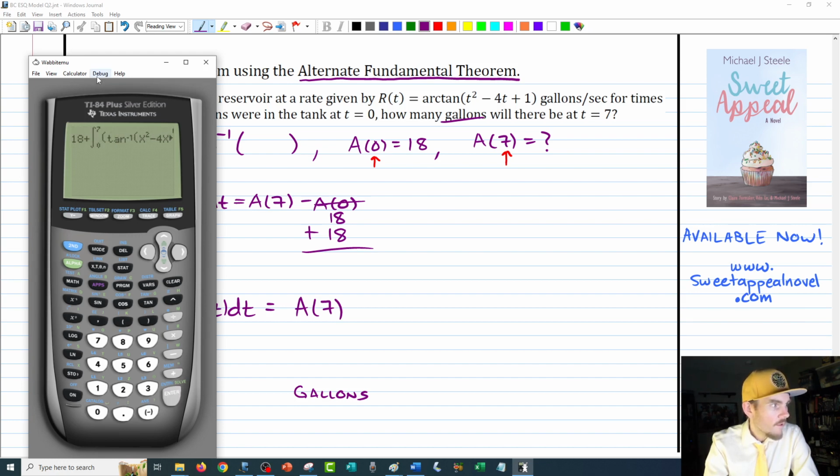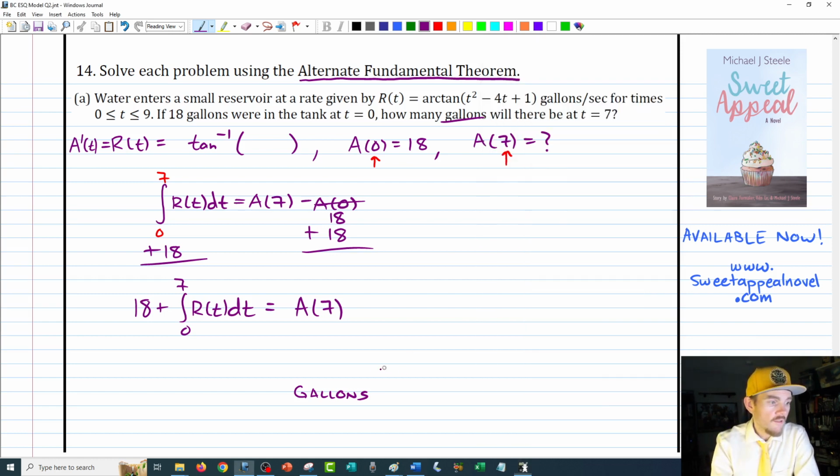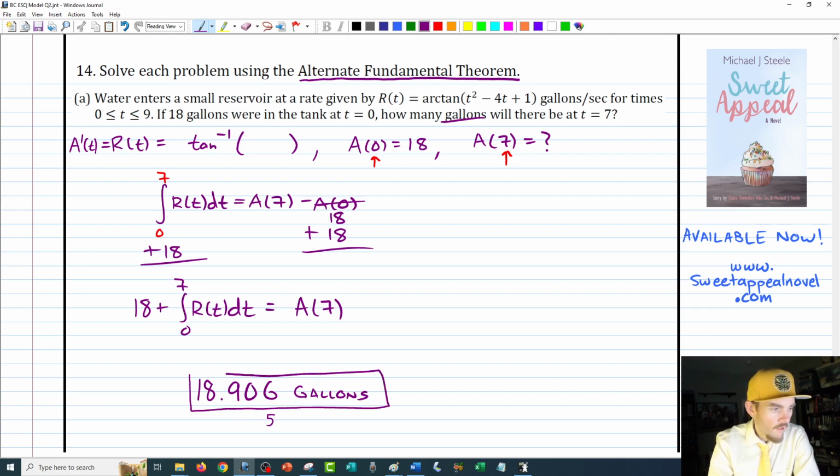And at this point, if I close this off, honestly, it definitely took a little while to calculate. This thing isn't as fast as my other model was. This gives us 18.906. So 18.906 gallons. You could have also done 5, so 18.905 gallons. I'm not going to write the other version. I'll just do it that way. So there's our first one.